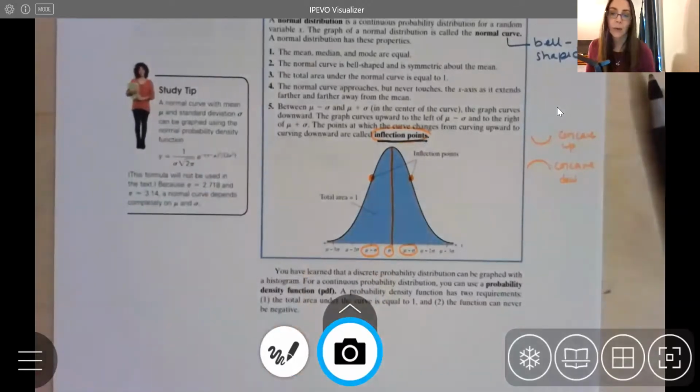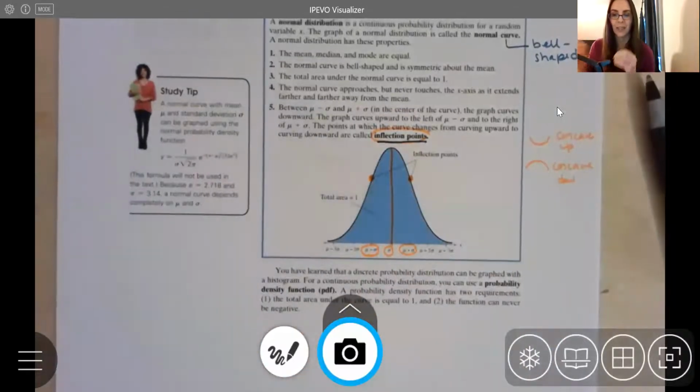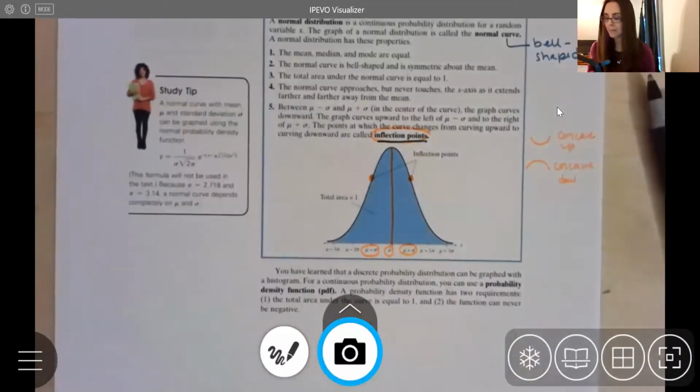So for us, like I said, we're going to rely on technology. We're going to rely on tables to help us find values. But if you were in a more math-major-based course, using calculus and things like that, we actually can use that curve with calculus and integration to find areas.